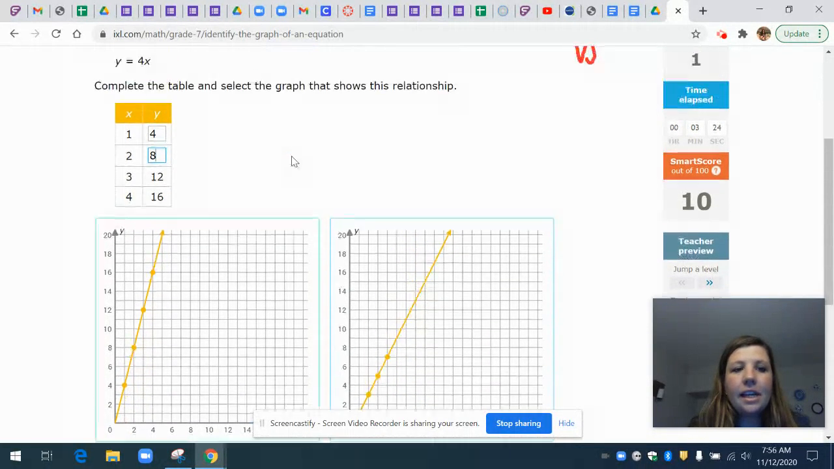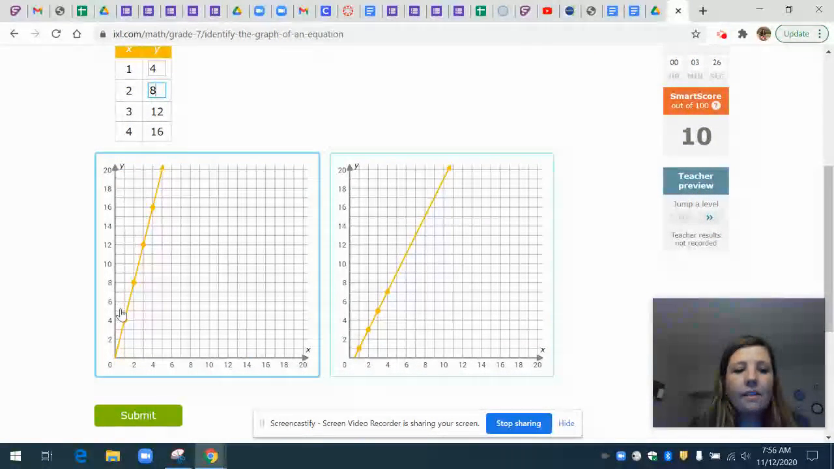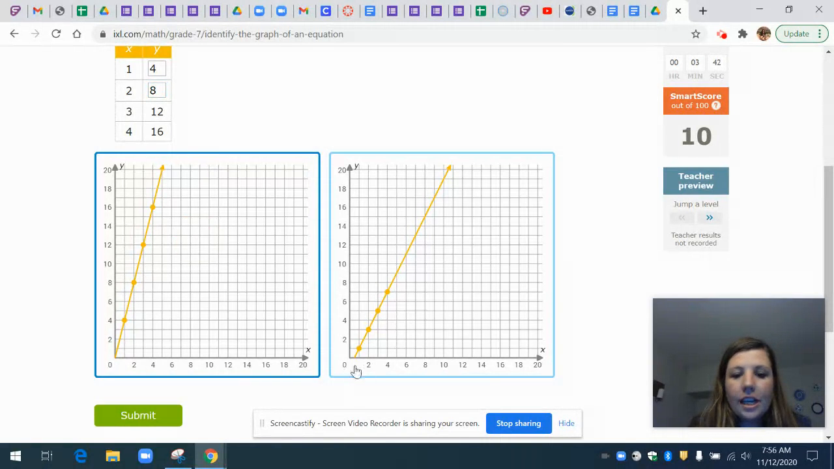Then I come down here and again, I check these points with these graphs. When I go over to 1, am I at 4 here? Looks like it. Then when I'm at 2, am I at 8? Looks like it. When I'm at 3, which is in between 2 and 4, am I at 12? Yes. If I check it compared to this one, when I go over to 1, I am not at 4, I'm at 1. When I go over to 2, I am not at 8, I'm at 3. So I know then that it's this first graph here, and I'm going to click submit.